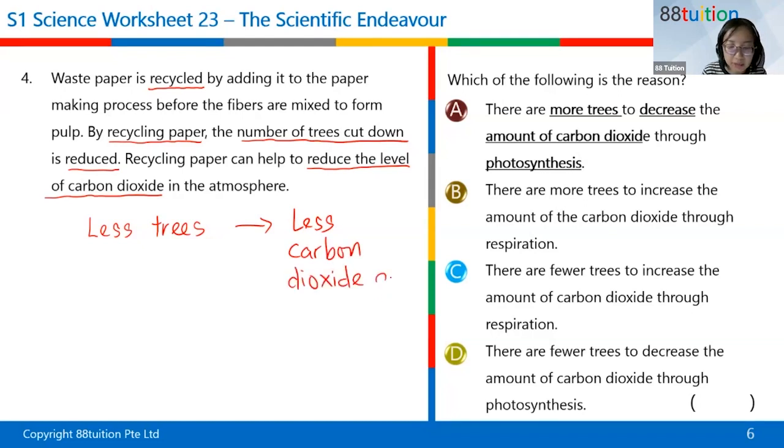Okay, anybody want to try to explain? Anyone want to unmute yourself? Why is it that fewer trees, therefore less carbon dioxide gas in the air?